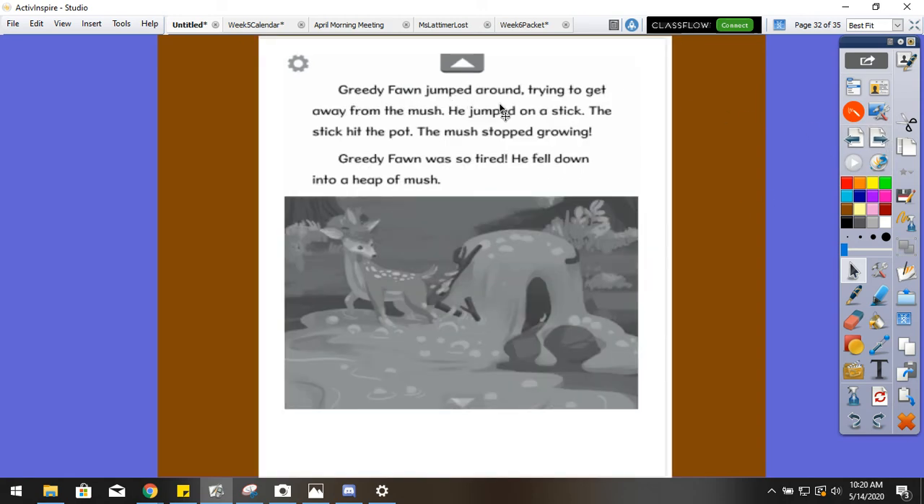Greedy Fawn jumped around trying to get away from the mush. He jumped on a stick. The stick hit the pot. The mush stopped growing. Greedy Fawn was so tired. He fell down into a heap of mush. Uh-oh, what do you think's going to happen next? Let's see if you're right.